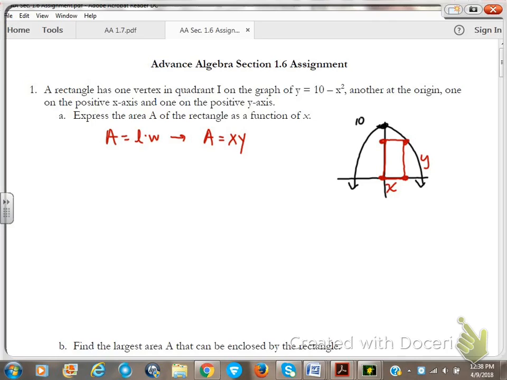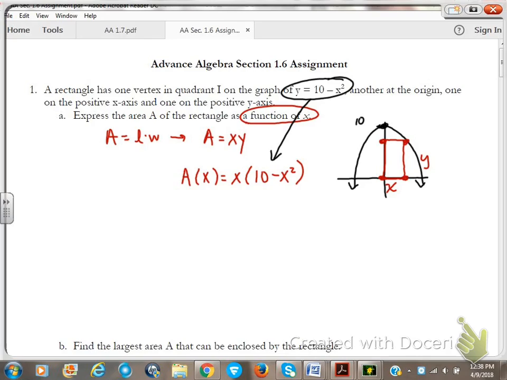Now we want the area to be a function of just x, so we need to get rid of y. We're going to replace y with the equation 10 minus x squared. That's the equation of the parabola that was given to us earlier on. At this point, x is the only variable in the equation, so you can leave it written like that, or you can write it as A of x equals 10x minus x cubed. So there's your function of the area of the rectangle as a function of x.